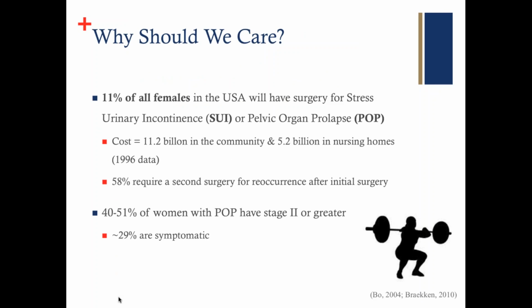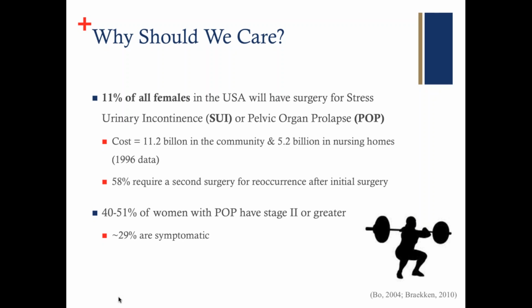Why should we care? Well, 11% of all females in the U.S. will have surgery for stress urinary incontinence, which we abbreviate as SUI, or pelvic organ prolapse, which we abbreviate as POP. The cost. This is a big one. $11.2 billion in the community and $5.2 billion in nursing homes. That's billion with a B, not million with an M.